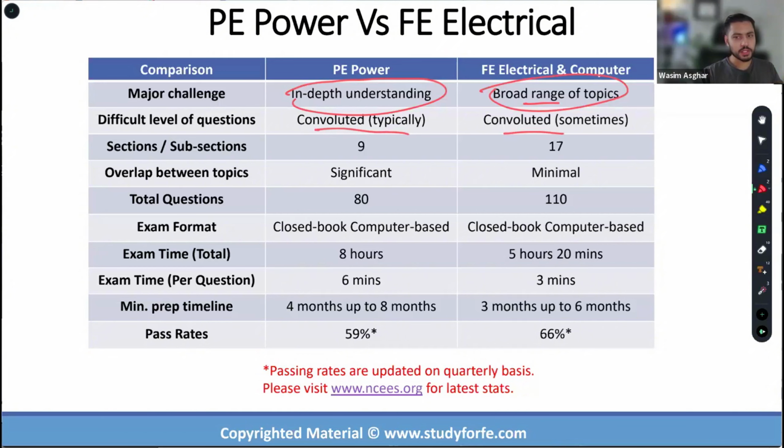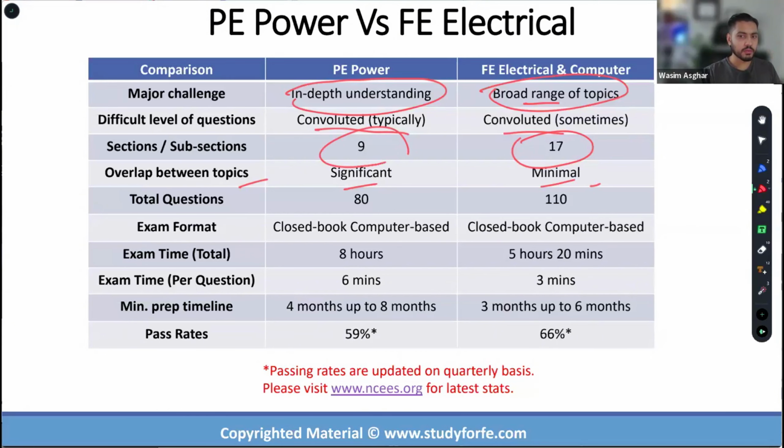In terms of the subsections, if you look at FE electrical, we have basically 17 topics organized as sections. In PE Power, you can categorize them as 9 major topics. Overlap between the topics is very significant for the PE Power exam. It is minimal, with certain exceptions, for the FE electrical and computer exam. So that's where FE electrical is a little bit easier.